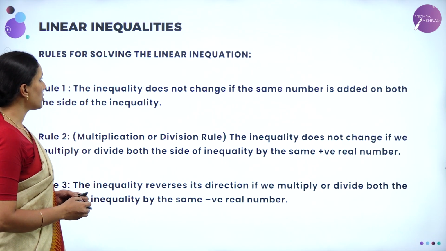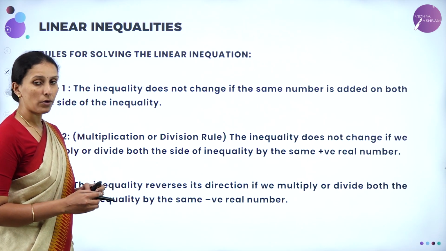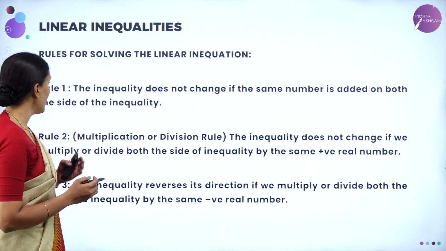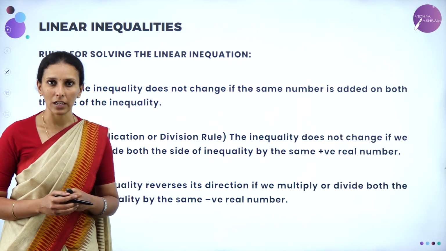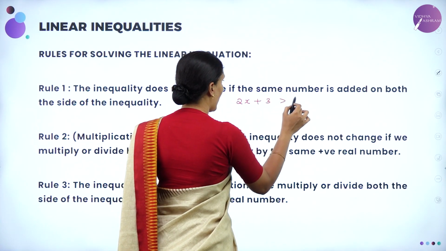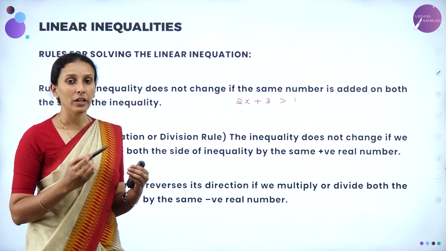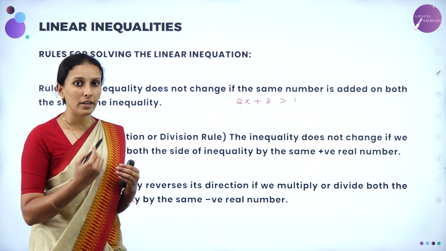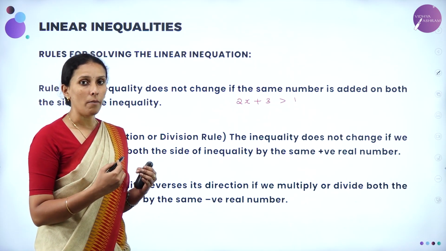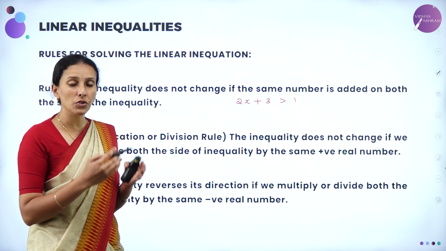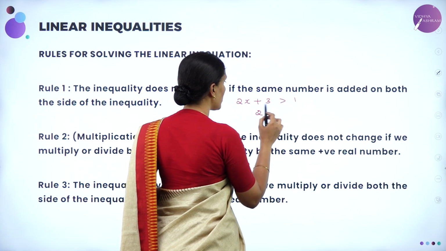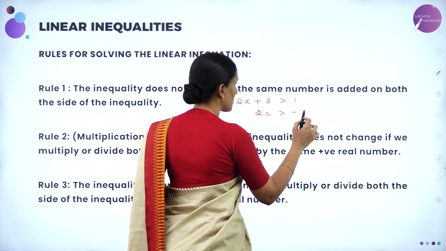Now, we will see the rules for solving linear inequalities. Rule number 1 says the inequality does not change if the same number is added to or subtracted from both sides of the inequality. Now, consider an inequality: 2x plus 3 greater than 1. In case of an equation, what we do is the process called shifting, from left hand side to right hand side and right hand side to left hand side. Here we will not do the shifting process. Instead, we will add a common number or subtract a common number on both sides to solve the inequality. So, what I will do here is subtract 3 on both sides. Then I will get 2x greater than 1 minus 3, which becomes minus 2.